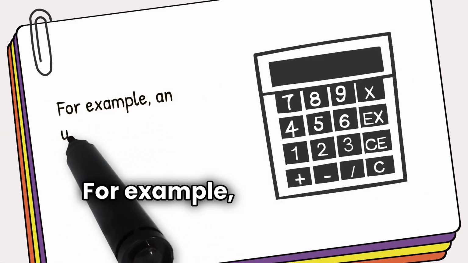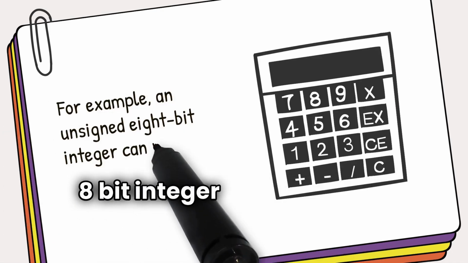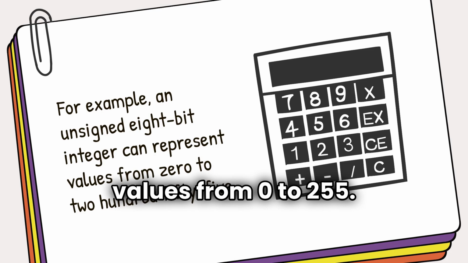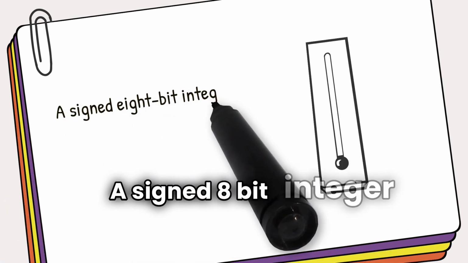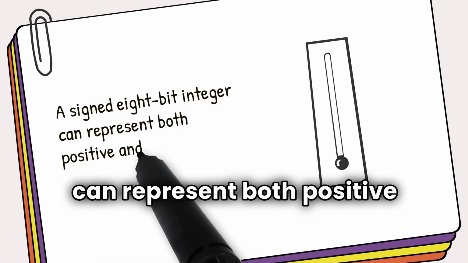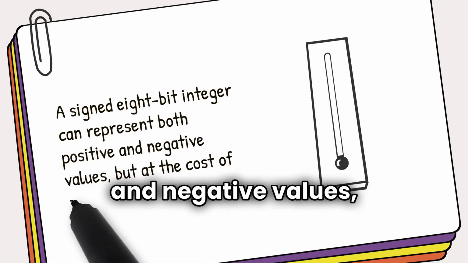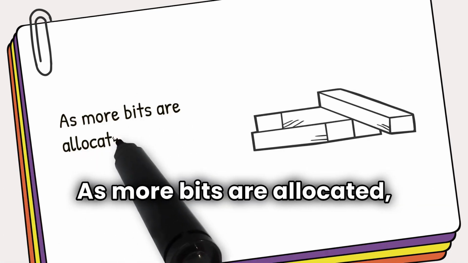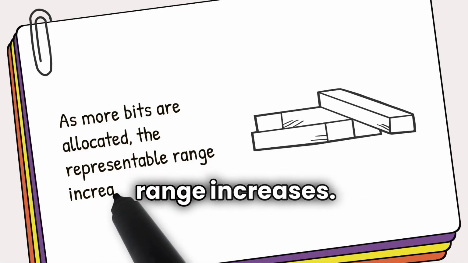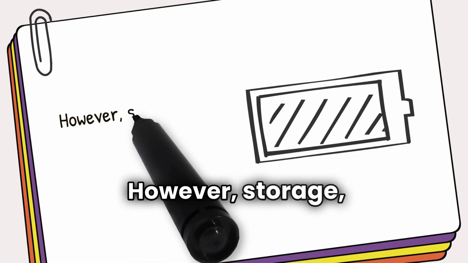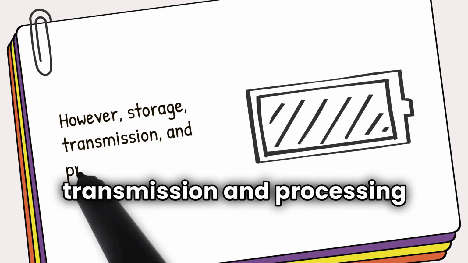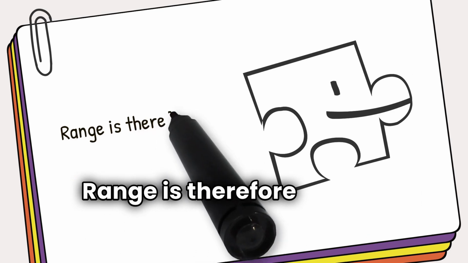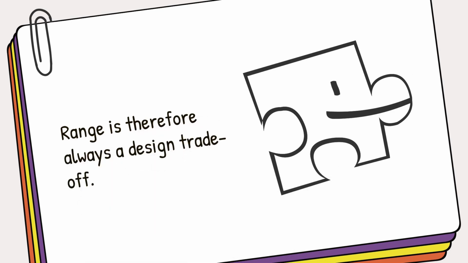For example, an unsigned 8-bit integer can represent values from 0 to 255. A signed 8-bit integer can represent both positive and negative values, but at the cost of a smaller positive range. As more bits are allocated, the representable range increases. However, storage, transmission, and processing costs also increase. Range is therefore always a design trade-off.